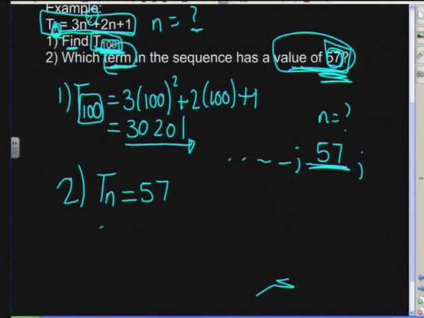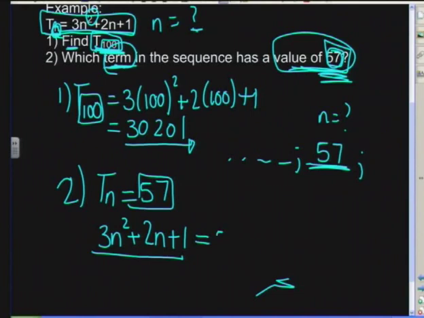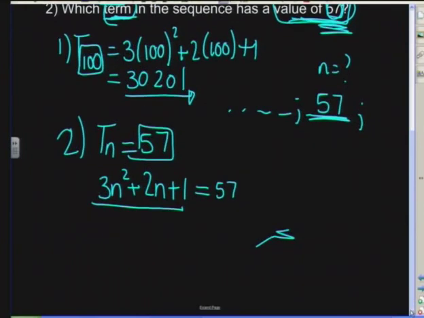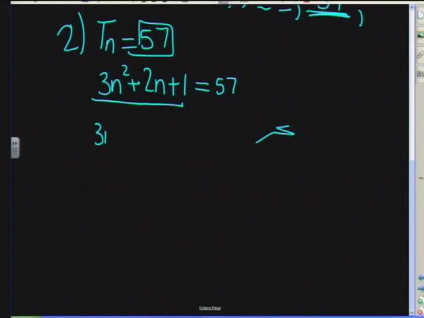So we simply look at our formula, 3n squared plus 2n plus 1. We're going to use that formula. That, remember, gives us Tn, but Tn in this case is equal to 57. So I simply equate that to 57. And then we're going to simplify and factorize this. Okay, so we get 3n squared plus 2n plus 1 minus 57. Remember, when we take the 57 over to the left-hand side, we need to change its sign. So it's going to be 1 minus 57, which is going to give me minus 56.